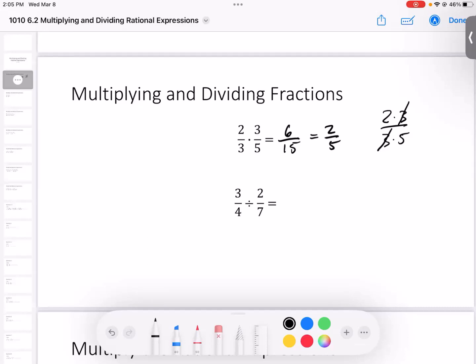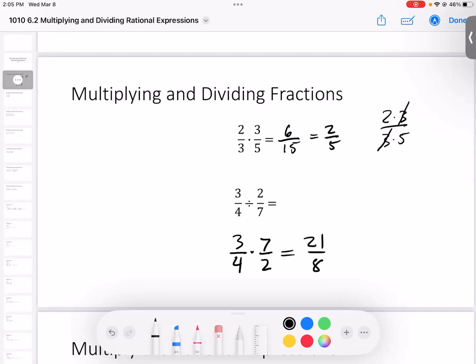You just multiply the top, multiply the bottom. When you divide fractions, the way that I learned it in elementary school was that you take the first fraction and multiply by the reciprocal of the second fraction. You may have heard it as keep it, change it, flip it. You keep the first fraction the same, you change the division to multiplication, and you flip the second fraction. So the answer would be 21/8.